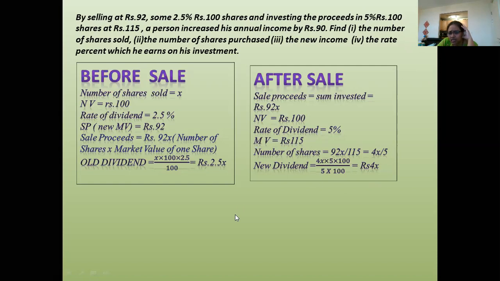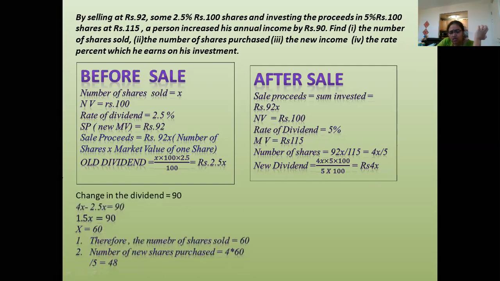What is the change in dividend? 90 rupees. So 4x minus 2.5x is 90. So the number of shares sold is 60 and the new number of shares purchased is 48. How? What is the formula for the new number of shares? 4x upon 5. 4 into 60 upon 5, which will give you 48. Right? Now, what is the third one?